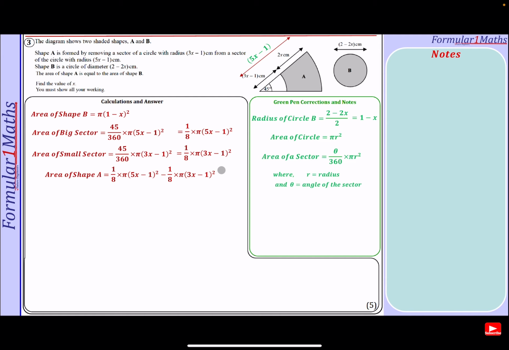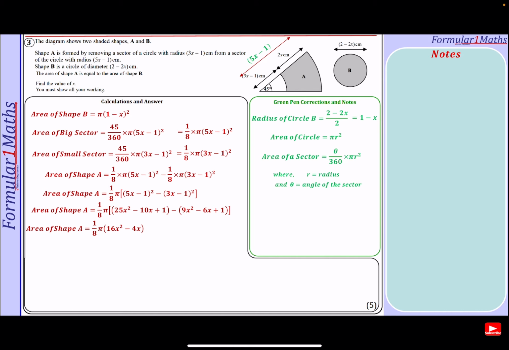But I can do some factorization by bringing 1/8 pi out, and I put a square bracket, and on this side, I'm left with 5x minus 1 all squared, minus, on that side, I'm left with 3 minus 1 all squared. I go and further simplify by expanding this one here and this one here. If I expand this, I'll get that. If I expand this, I'll get this one here. Then I'll simplify to get this.